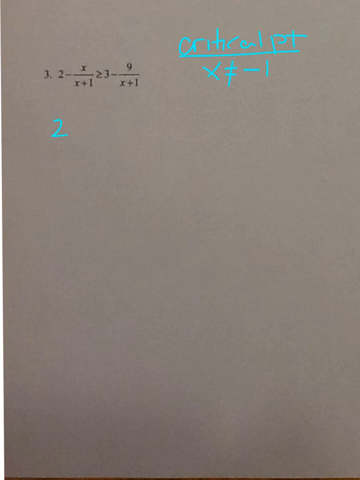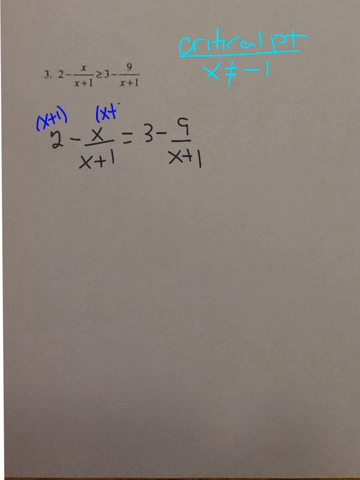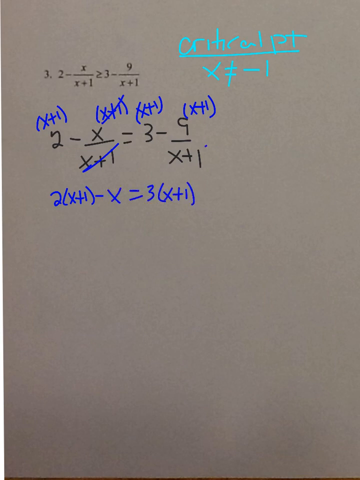Now rewrite it. So I have 2 minus x over x plus 1 equals 3 minus 9 over x plus 1. So I want to get rid of the x plus 1, make it equal to 1. So multiply everything by x plus 1. All right, so let's see what I have here. I have 2 times x plus 1. X plus 1 and x plus 1 reduced to 1, so I'm going to have minus x equals 3 times x plus 1. X plus 1 and x plus 1 reduce, so I'm left with minus 9.